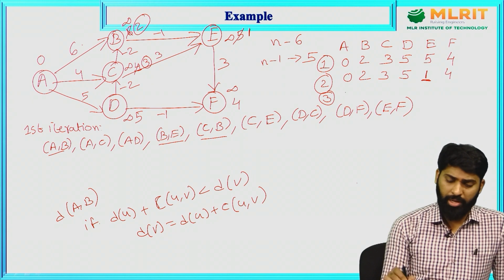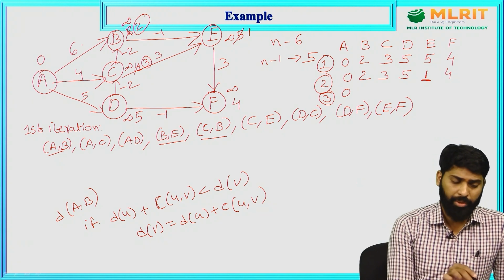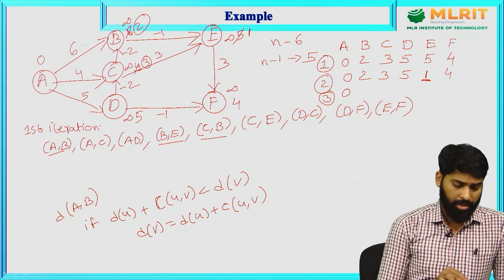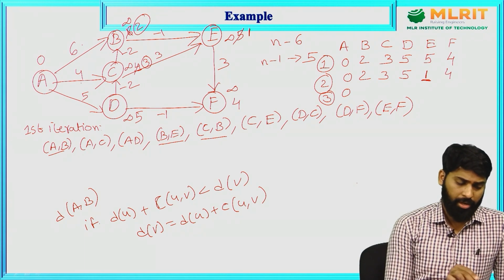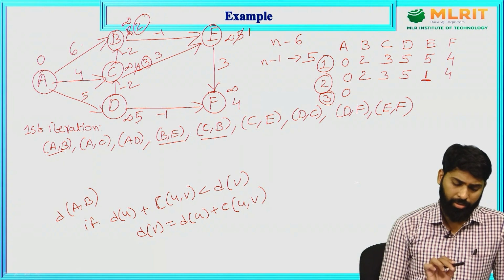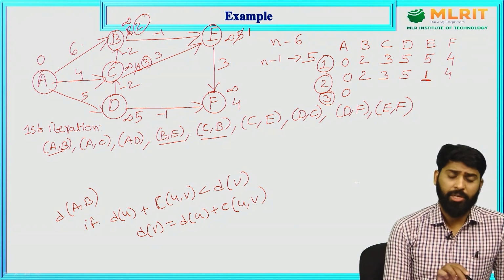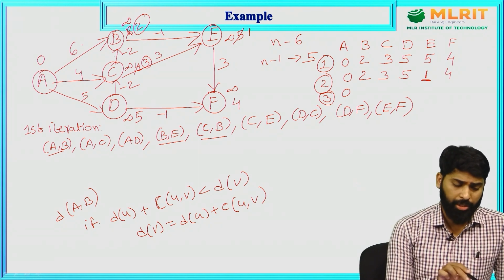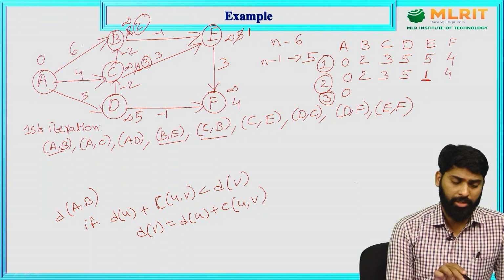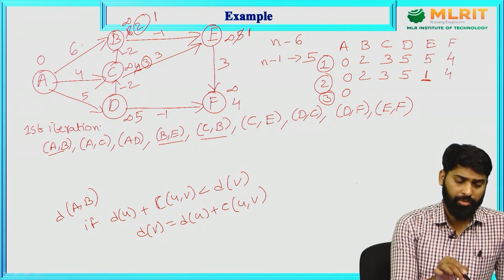Same. So A to A is 0. A to B here is 6, 0 plus 6 less than 2? False. Next, A to C is 4. 4 less than 3? False. So A to D, 0 plus 5. 5 less than 5, false. So next, C to B. If you observe C to B, the cost of C is 3, weight is minus 2. So 3 minus 2, it is 1 now.